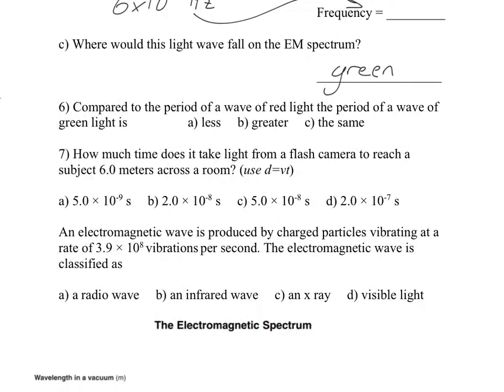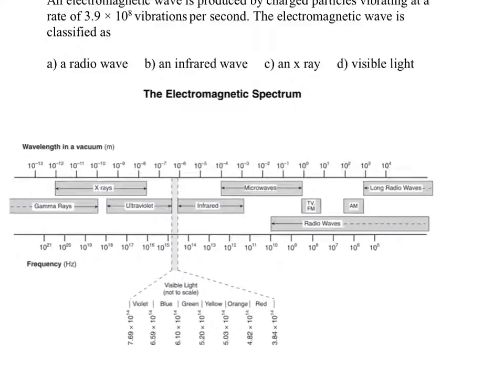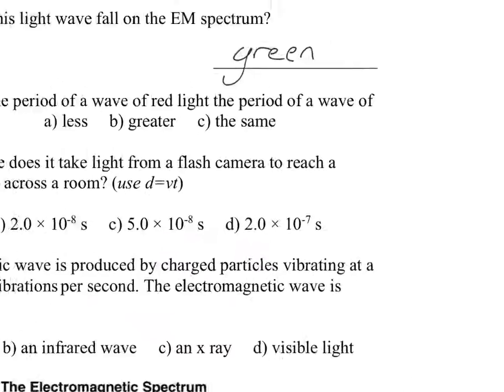Compared to the period, so this is a new question now. Compared to the period of a wave of red light, the period of a wave of green light is, so what a lot of students did for this one was they chose numbers. So they chose a frequency in the red light spectrum and a frequency in the green light spectrum and found the periods for both and answered it that way. So another way to do it is to just look at the frequencies and kind of compare. So it looks like to me that red has a lower frequency of light than green. So let's just make note of that.